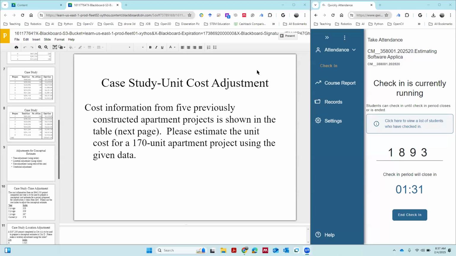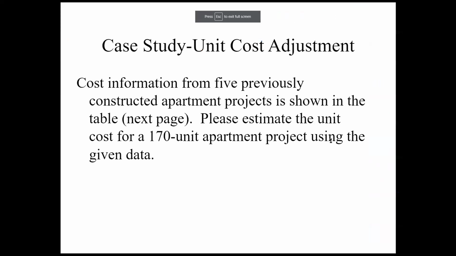All right. So check-in number is here, 1893. I'm starting my lecture now. 1893. Yeah.